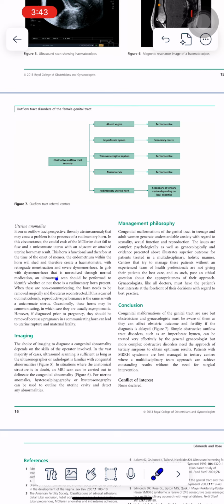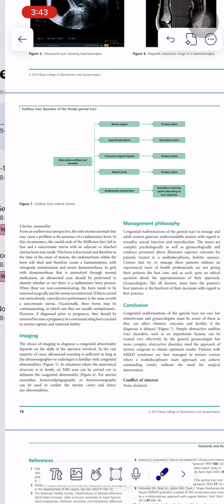In girls with dysmenorrhea that is unresolved through normal medication, an ultrasound should be performed to identify whether or not there is a rudimentary horn present. Sometimes the clinician may confuse it with endometriosis in young girls. So you have to do a detailed ultrasound, and if it is inconclusive, then you can do an MRI to exclude uterine anomalies. When the horn is non-communicating, it needs to be removed surgically and the uterus reconstructed.